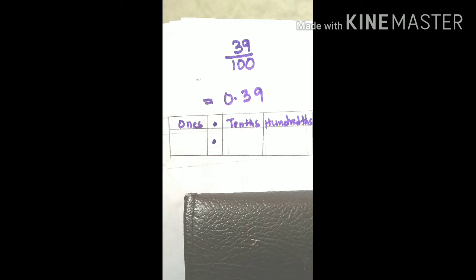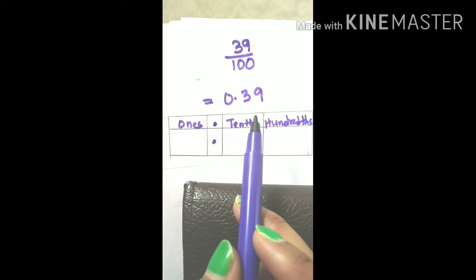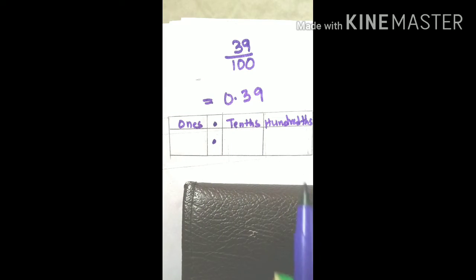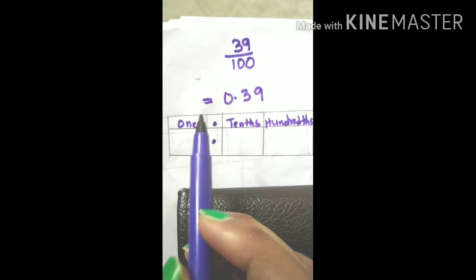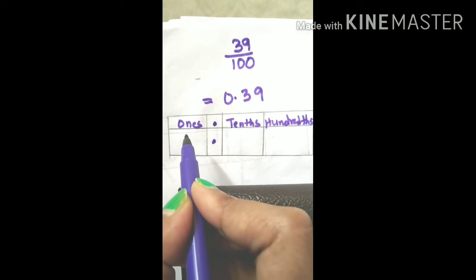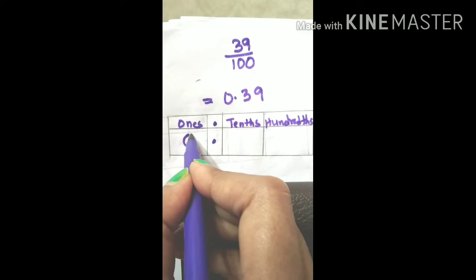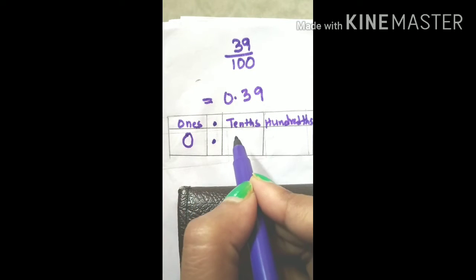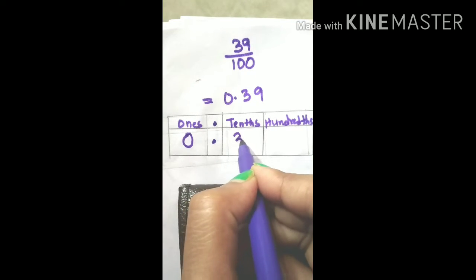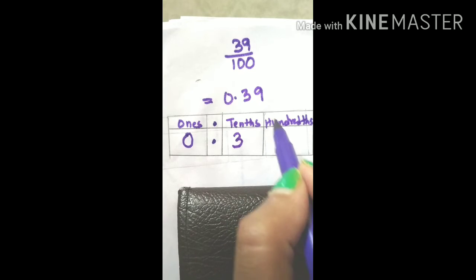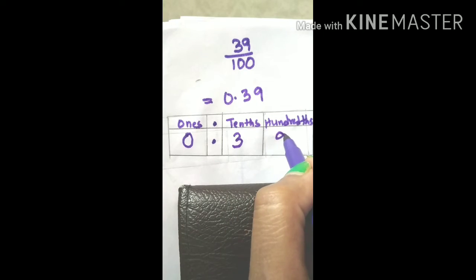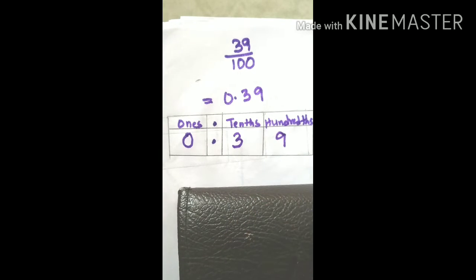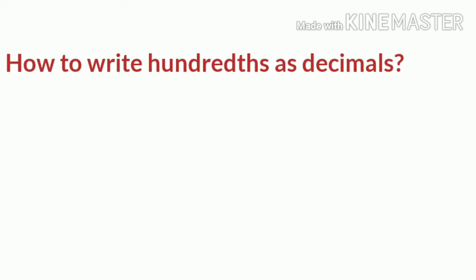We can show 39 hundredths on a place value chart. There is 0 ones, 3 tenths and 9 hundredths. Students, now you will learn how to write hundredths as decimals.